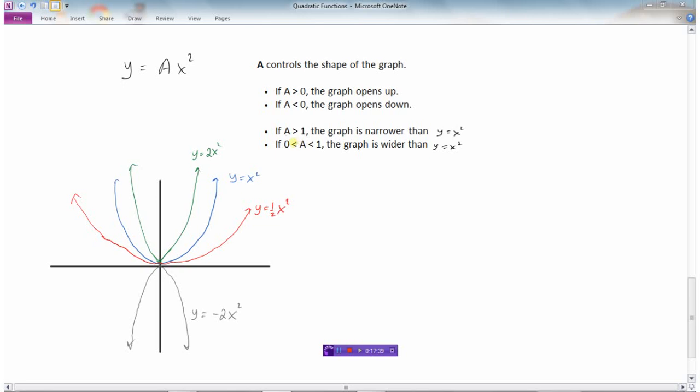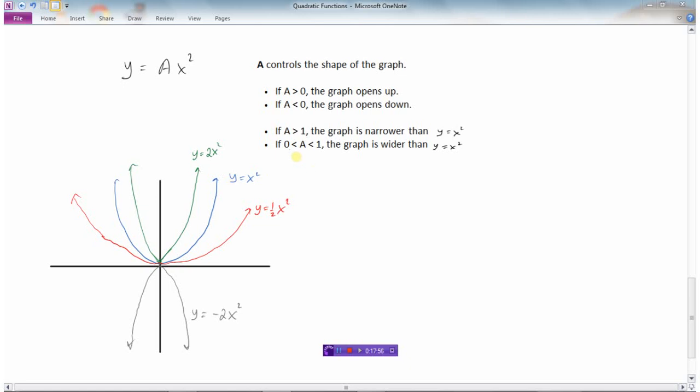And then we found out that if a is more than 1, the graph's going to be narrower than y equals x squared. So the blue one here would be y equals x squared. Y equals 2x squared simply means that all the y values have been doubled. So that makes the graph appear skinnier or narrower.